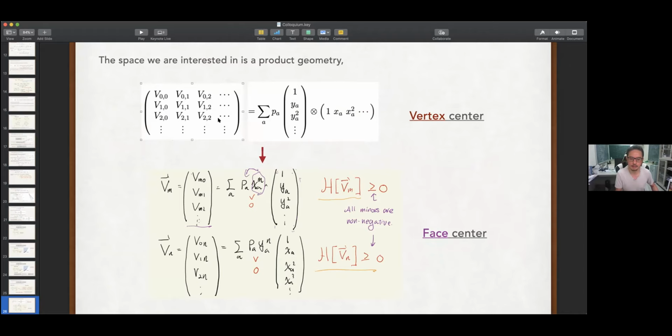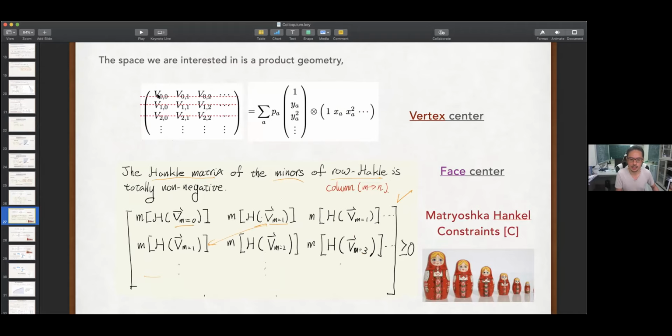But of course, you expect more constraints. Indeed, if you consider the Hankel matrix of a row, you can take any minors of it. Let's say you take one of the principal minors of the Hankel matrix from this row, and you also take the same principal minor from the Hankel matrices of the other rows. Now you can organize them into a new Hankel matrix, and this Hankel matrix will also be positive. You can prove that this is indeed true. So first you have the row Hankel matrix, you take any of the minors, and then you combine them for the different rows into a new Hankel matrix, and this has to be positive as well. We call this the Matroshka Hankel because of this Hankel inside a Hankel structure. So once you have this product geometry, you have an infinite set of these Matroshka Hankel constraints, and this will basically carve out the space associated with the product.